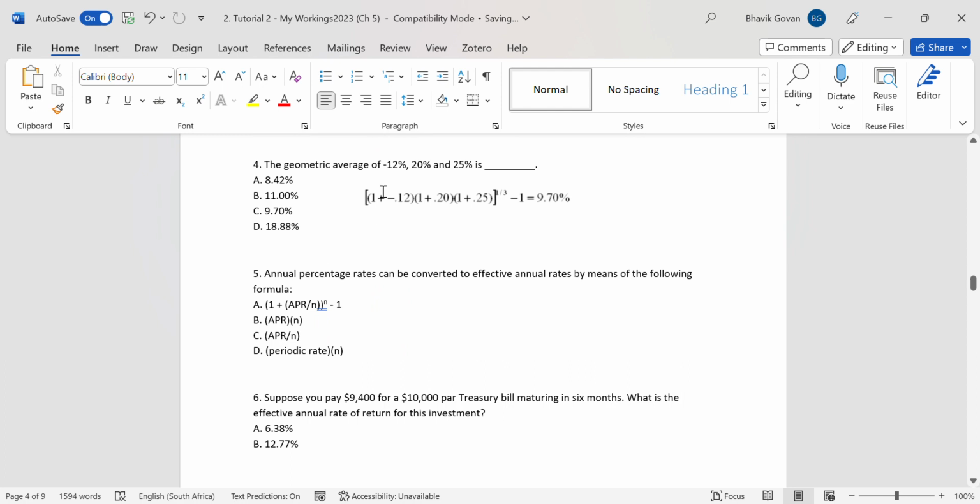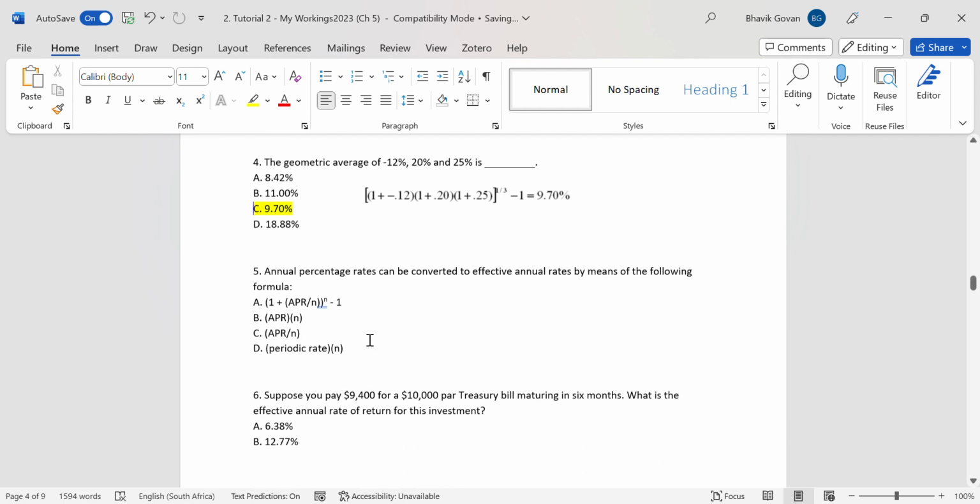The geometric average of -12, 20, and 25. So remember your geometric average return formula. It'll just be 1 plus minus 12% times 1 plus 20% times 1 plus 25%, all to the power of 1 over 3 minus 1. You'll get a geometric average of 9.7%, which is C.